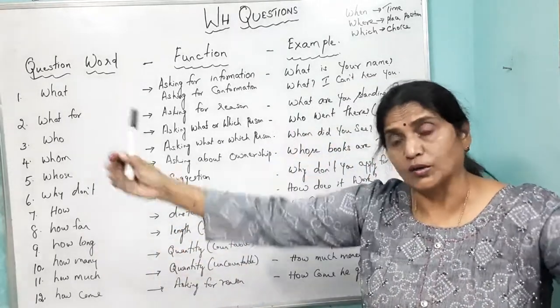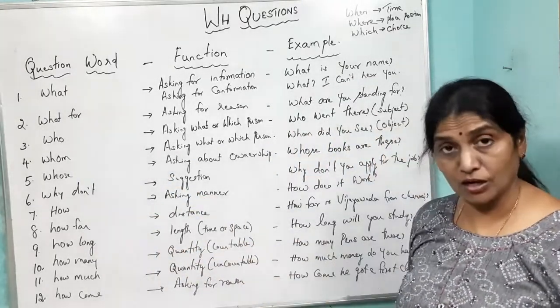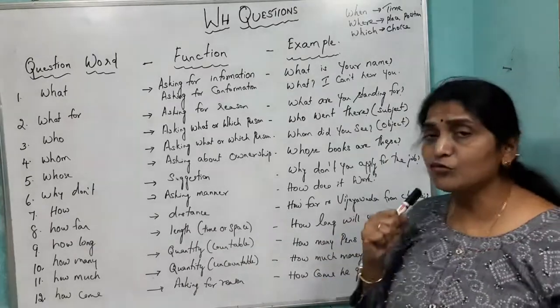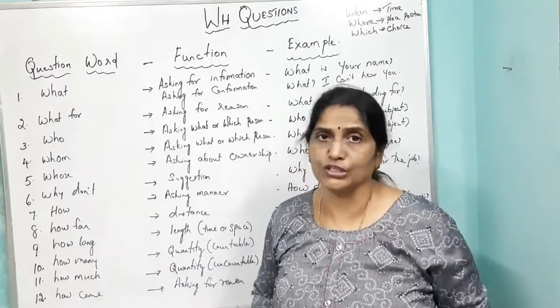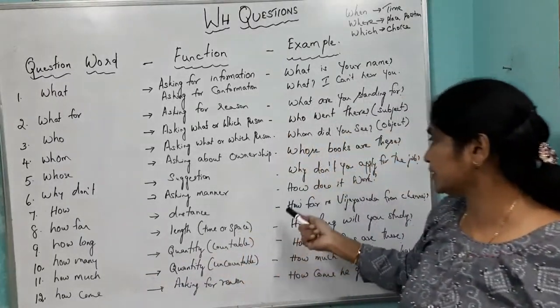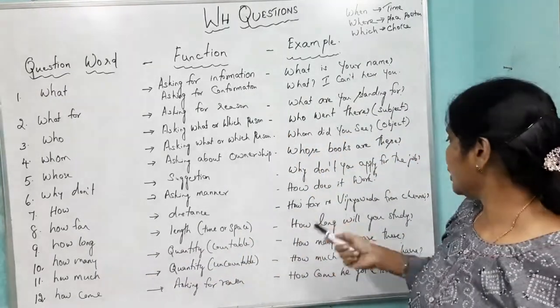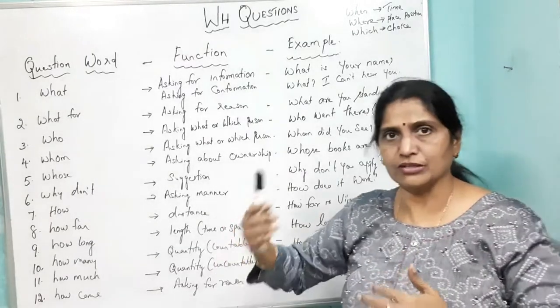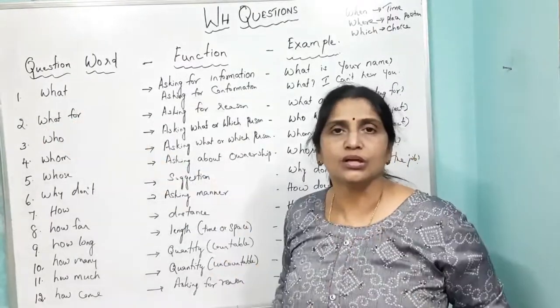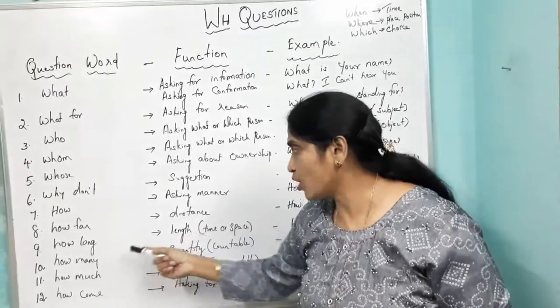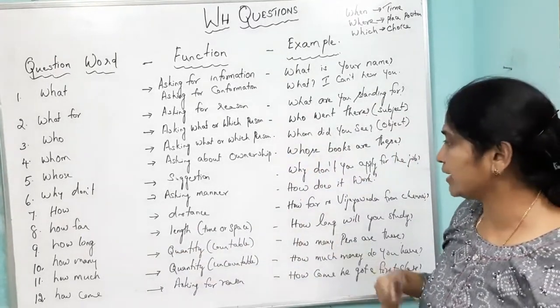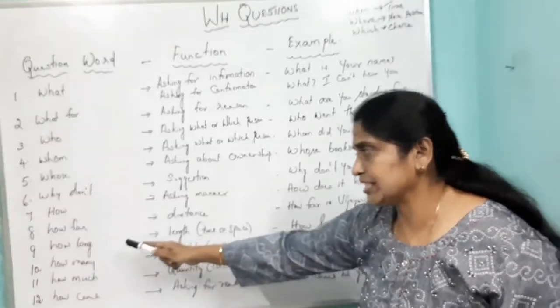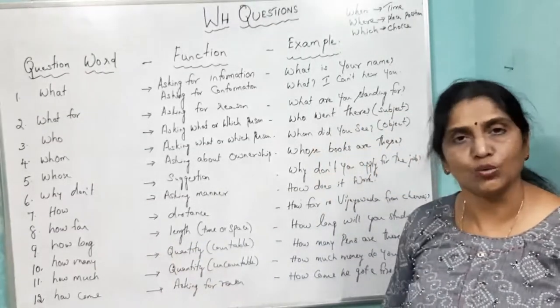Next one is how long. How long? That is length, time or space. So how long will you study? So till what time you are going to study? How long are you going to study? Then how long is the place, from here to the school? How long will it take to reach the place? That is also time and space, which is indicated with the words how long.